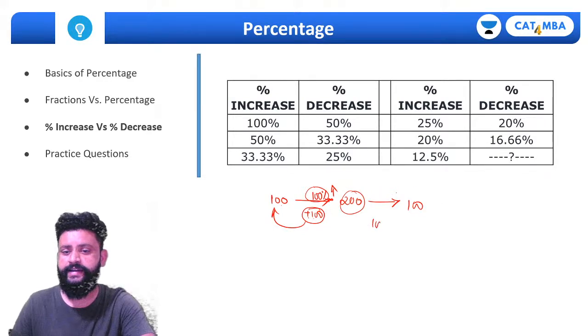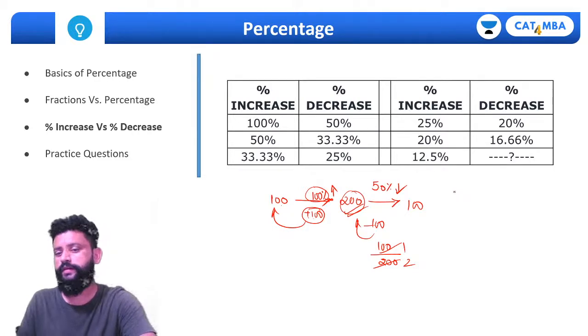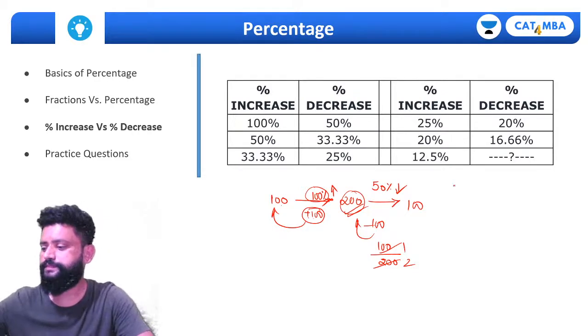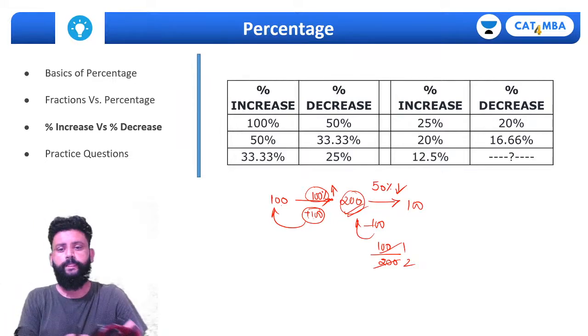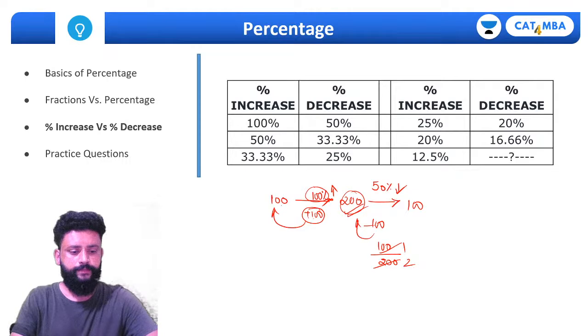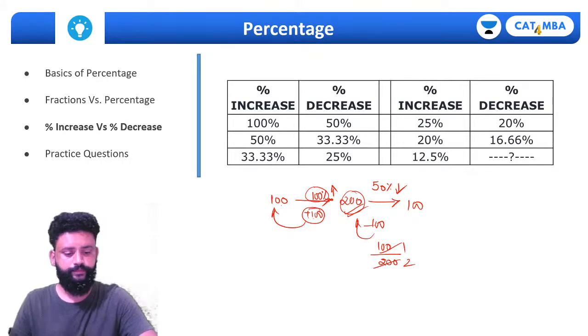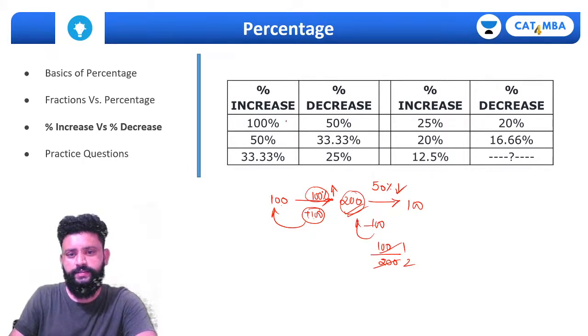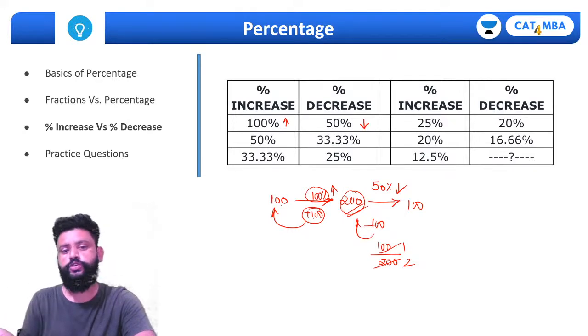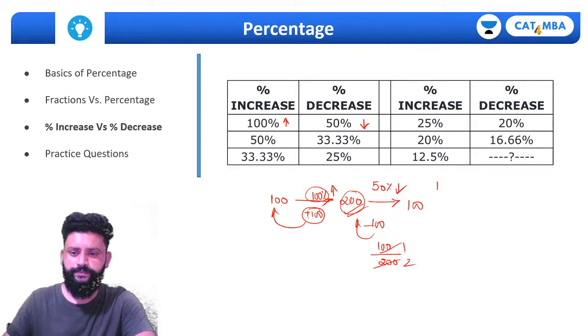So we only need to decrease by 100, but what will the comparison be with? The comparison will be with 200. So that is just a decrease of 50%, you can say 1/2, that is a 50% decrease, right? Okay, so if I increase the price by 100%, I need to decrease it by 50% to get back to the original value.